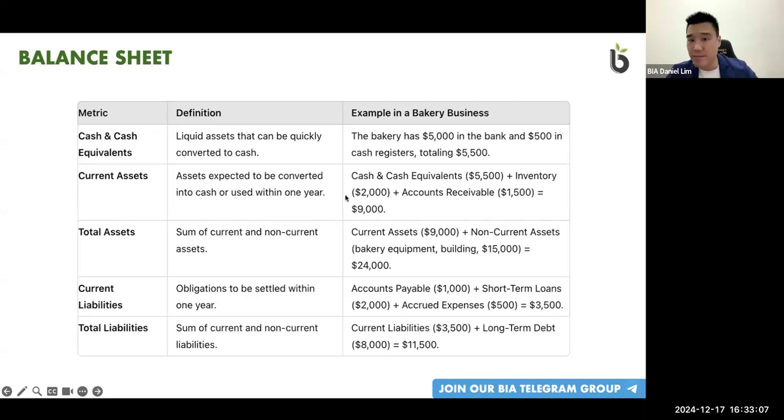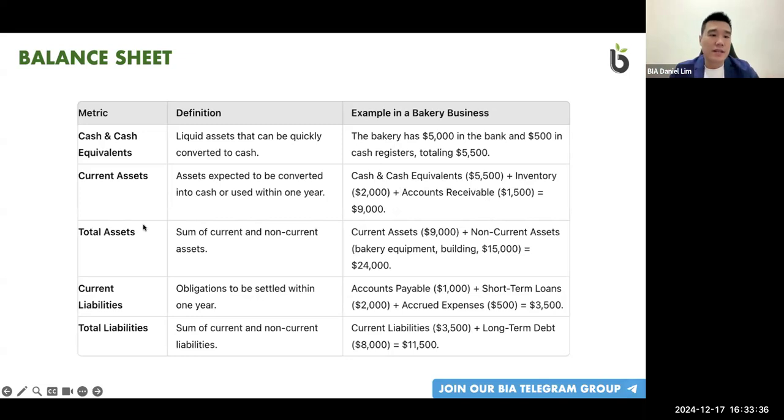Let's say for example, in the bakery business, cash equivalent is a current asset, it can be converted to cash in 1 year, right? Inventory, let's say your products, can also be liquidated into cash within 1 year. Then accounts receivable, you send your customer an invoice, can you receive cash from your customer? Also less than 1 year, so it's around 1,500. So you add everything here, the current assets of the bakery is 9,000.